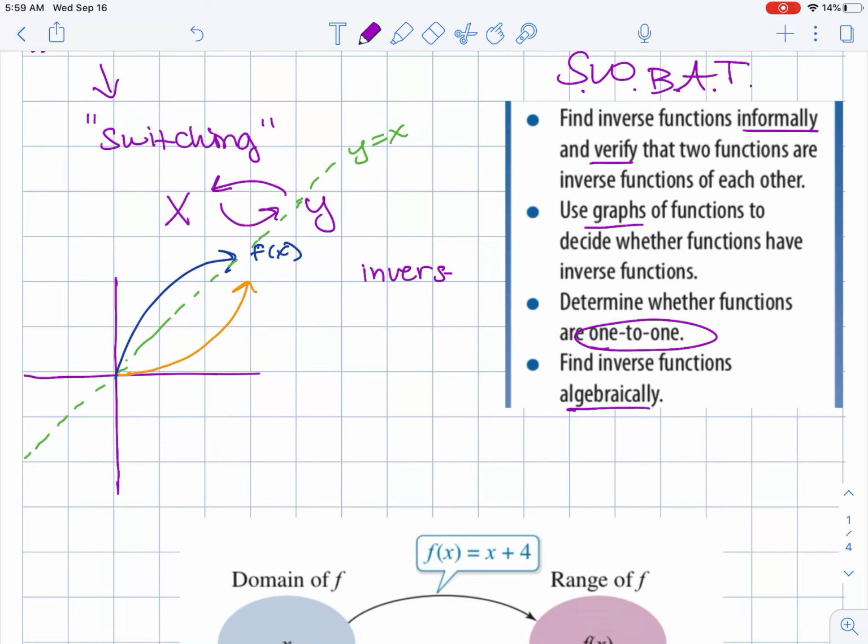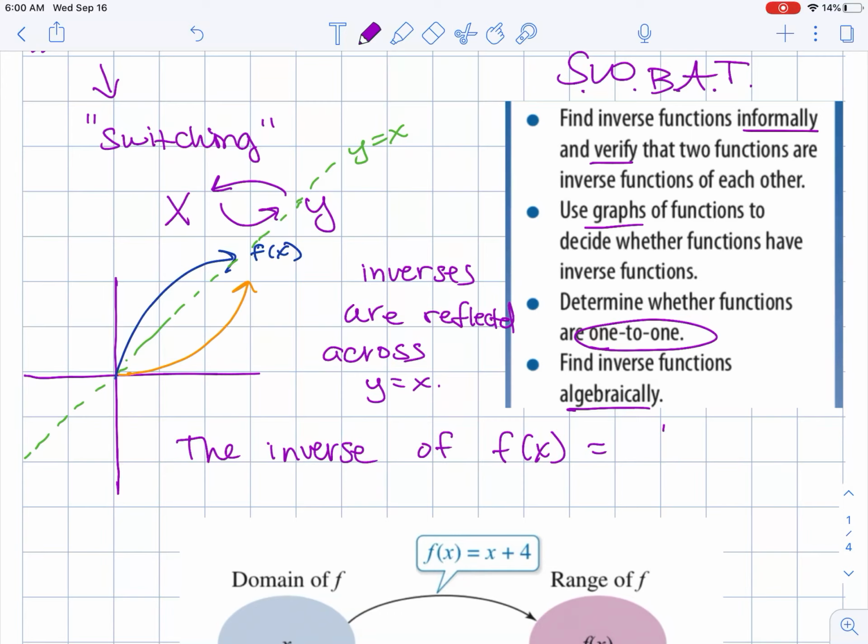Okay, and the way we say it is the inverse of f of x, we say is f inverse of x, or the inverse of f of x. Okay, so this right here is our special notation for inverse.